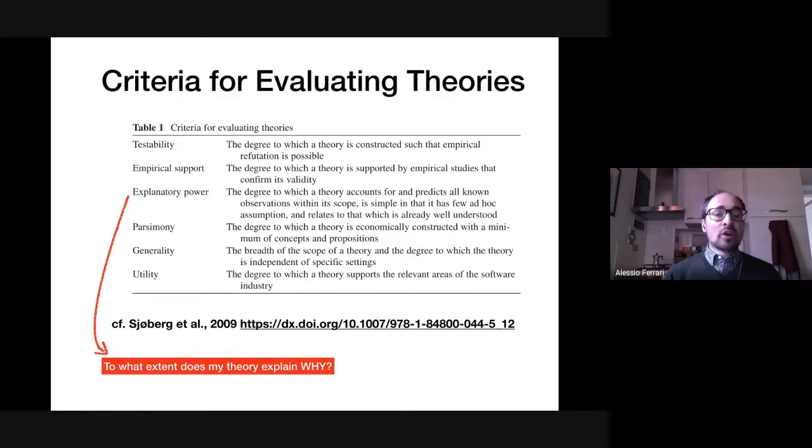Okay, parsimony. So how much effort did I make to minimize the number of constructs involved, and also prepositions. Generality. So how large is the scope of material? How many contexts am I covering with this theory? And utility. Utility is very important for our domain, because the knowledge that I acquire through the empirical software engineering research needs to be useful. It needs to have, to a certain extent, some applicability.